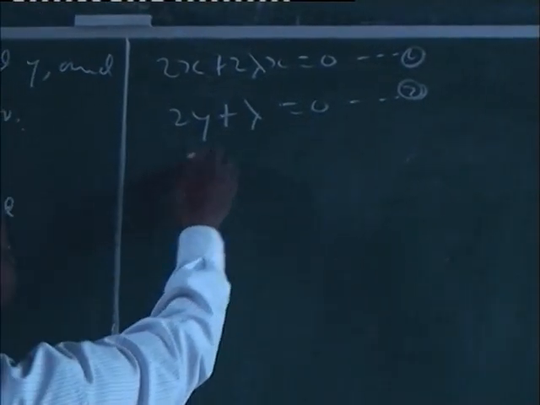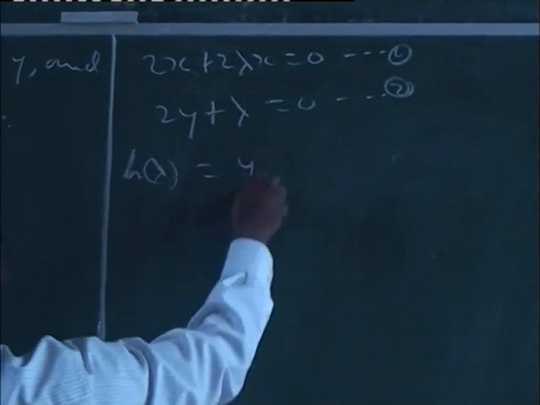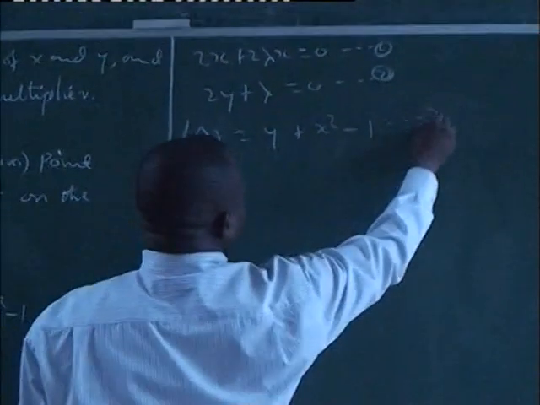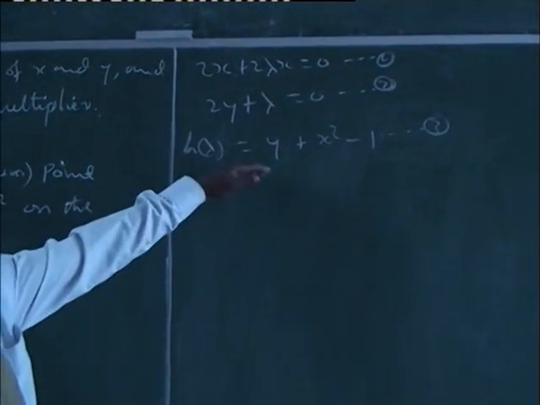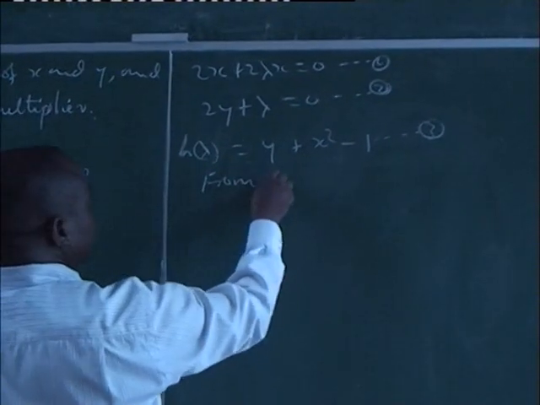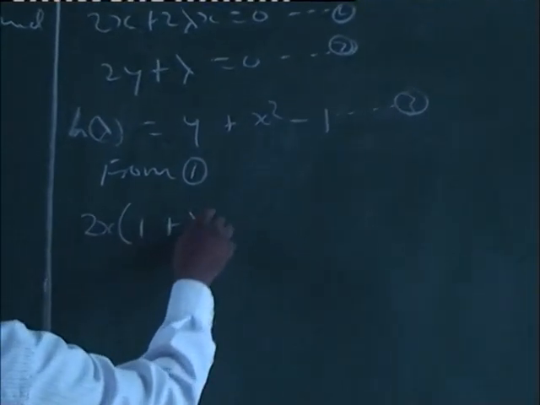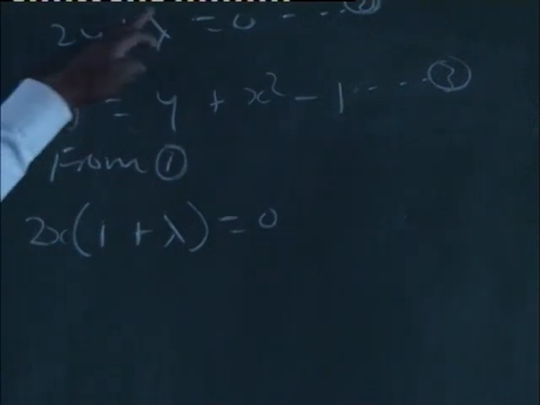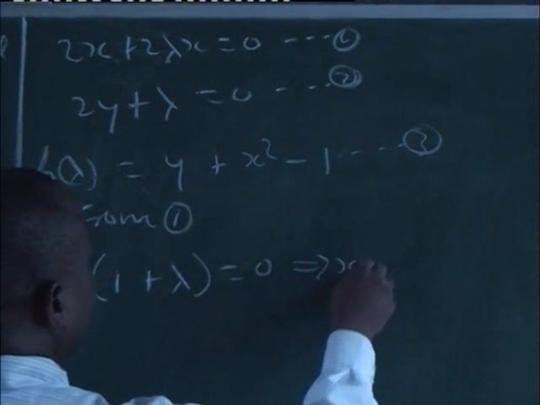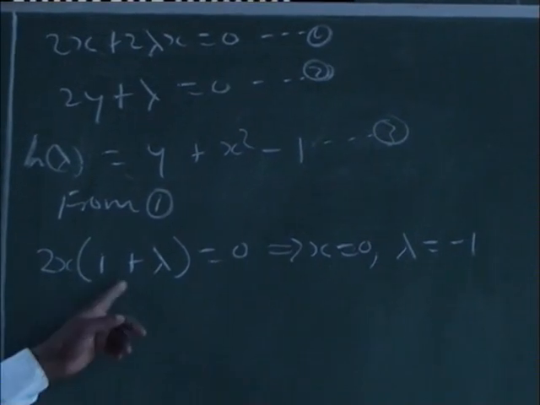But there is another one: y plus x squared minus 1 equals 0, let's call it equation 3. This is the curve that is given. Now for equation 1, we can write 2x times 1 plus lambda equals 0. I just factor out 2x, which implies that x equals 0 or lambda equals minus 1. That is what this means.